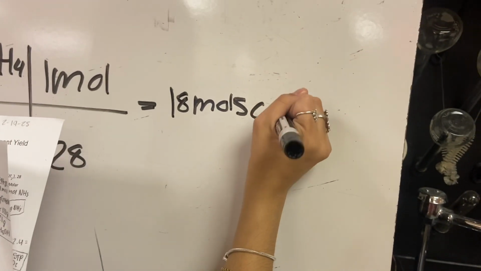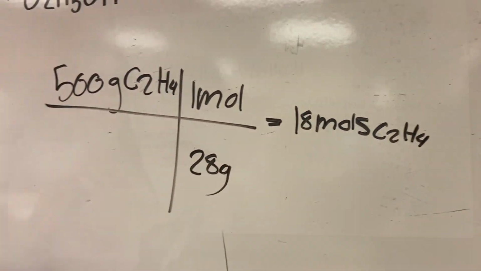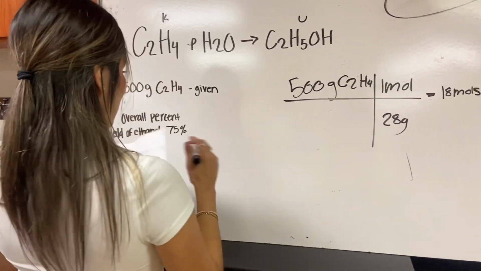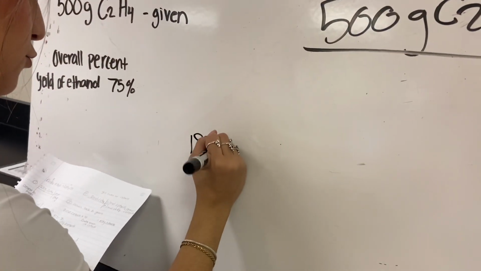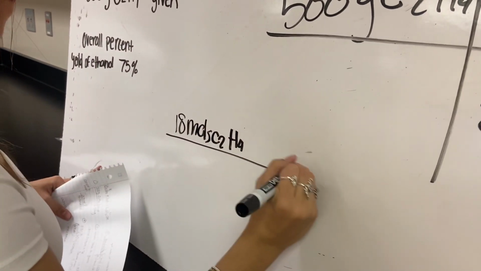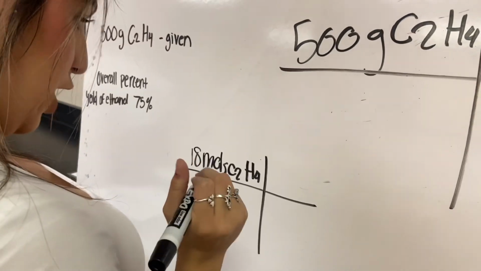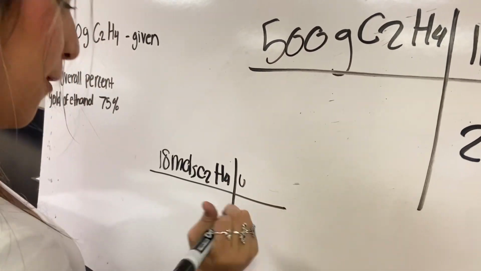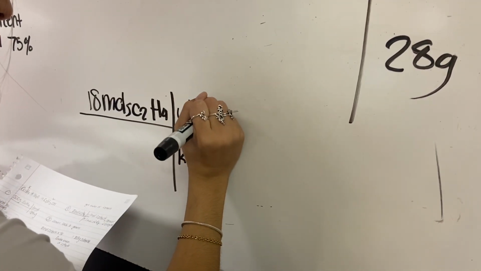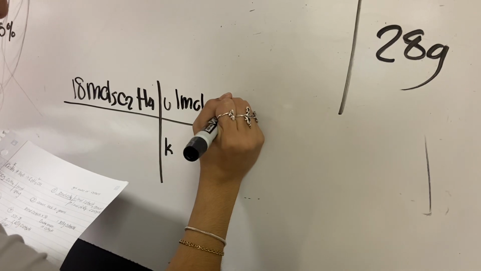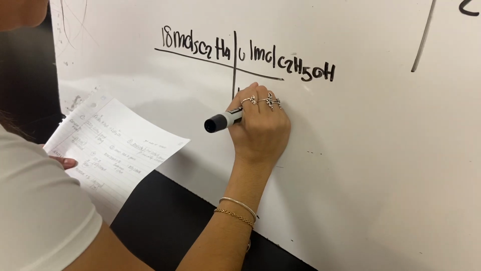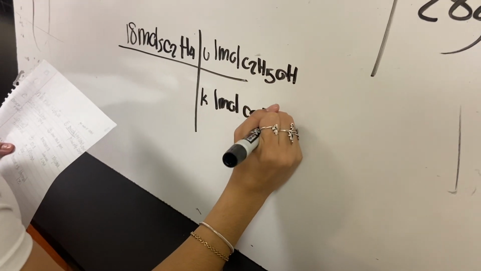of C2H4. There you go. Now after determining the number of moles, this is where you plug in your unknown and known. So you're going to want to do 18 moles of C2H4. And this is where you plug in your known and unknown. So your unknown always goes on top and your known always goes at the bottom. And so our unknown will be 1 mole of C2H5OH, and your known is going to be 1 mole of C2H4.